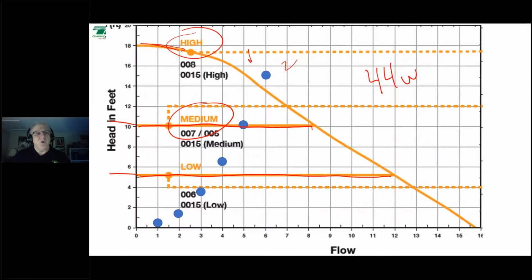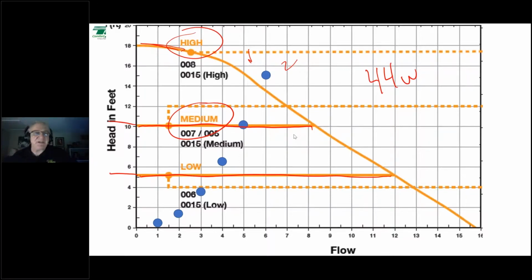How could I redesign this system to get my head loss lower? What would be the easiest thing to do? Let's see what you think. What if you wanted to get the head loss lower? How would you do that? Larger mixing valves, good, Lauren. Yep, larger mixing valves, larger pipe.